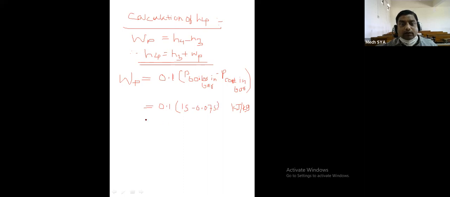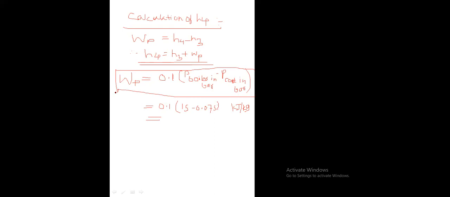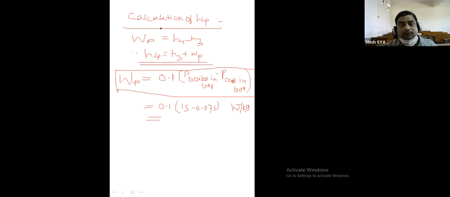What is the value? Anybody? This formula everybody has to remember. Write it down in your notebook also. In every numerical, pump work is equal to 0.1 into boiler pressure in bar minus condenser pressure in bar. The answer we got is 1.4925.